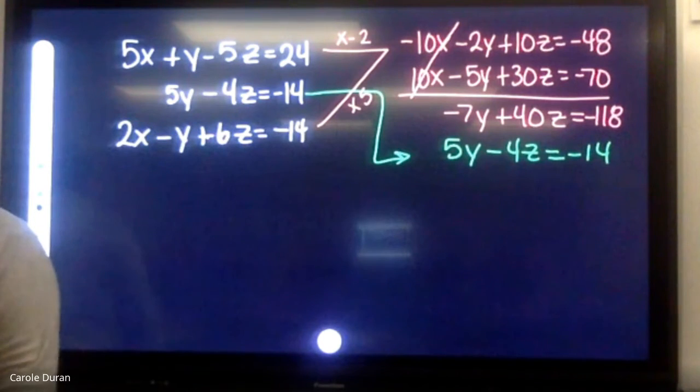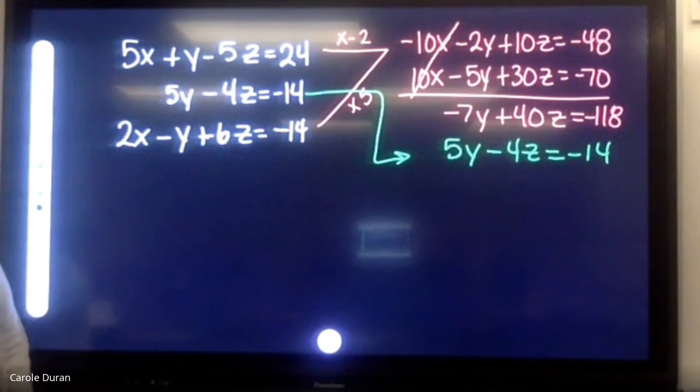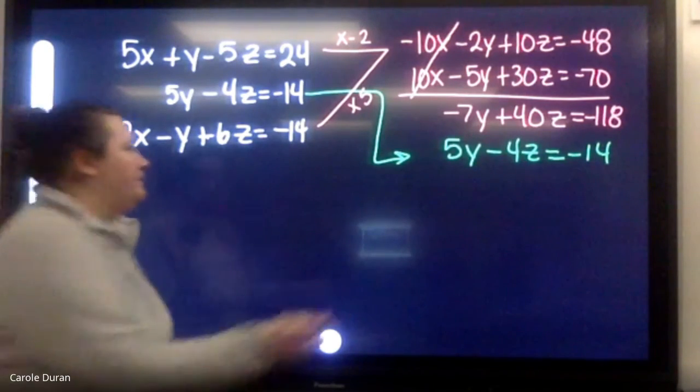My goal is to now use elimination on those two to cancel out one of my variables. Which variable would you like to cancel? Let's go with Z. Okay, so I heard Z just because I think it's a +40 and a -4, which seems really easy to cancel. In order to do that, what am I going to have to multiply that bottom equation by? 10.